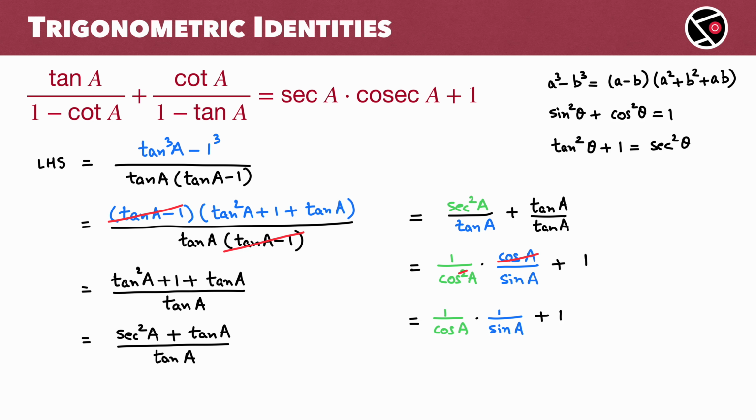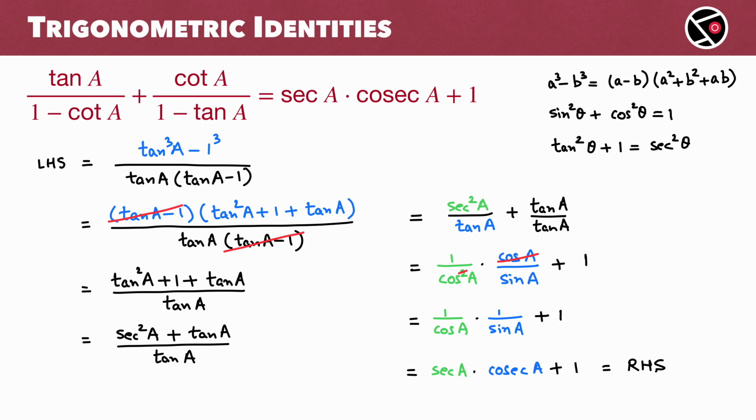1 by cos is sec and 1 by sin is cosec. So we have sec A cosec A plus 1, which is our right hand side. And with this, we have successfully proven this identity.